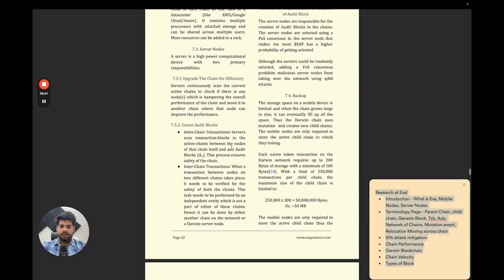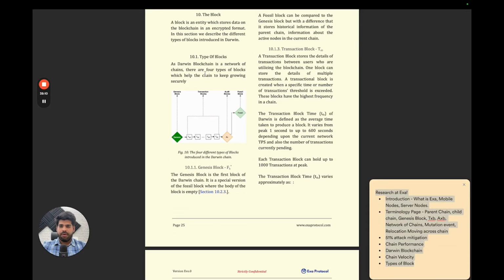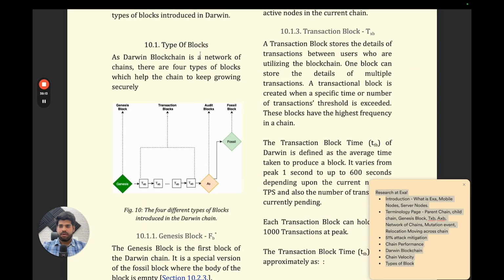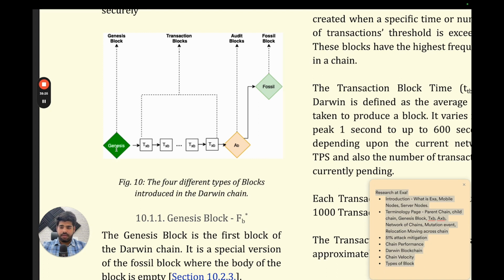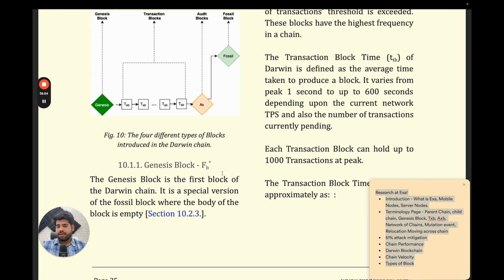Let's talk about the different blocks in the Darwin network. In section 10.1, we are talking about the types of block in the Darwin network. We see that it starts with the genesis block, then it goes to the transaction block, and then after some time an audit block is added, and then it may either proceed, or at the audit block a mutation event can happen and the fossil block is created for the next child chain. So let's talk about the genesis block, and we have given it an indicator FB star. The genesis block is the first block of the Darwin chain. It is a special version of the fossil block where the body of the block is empty.